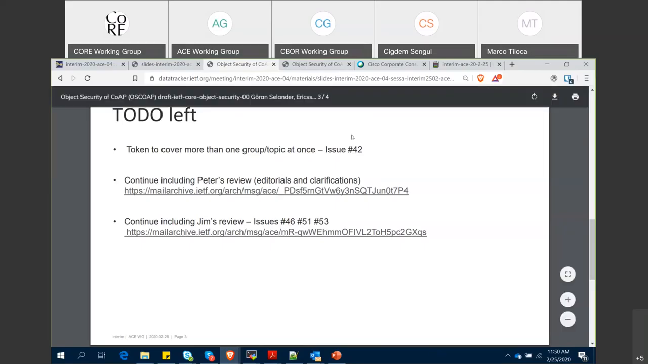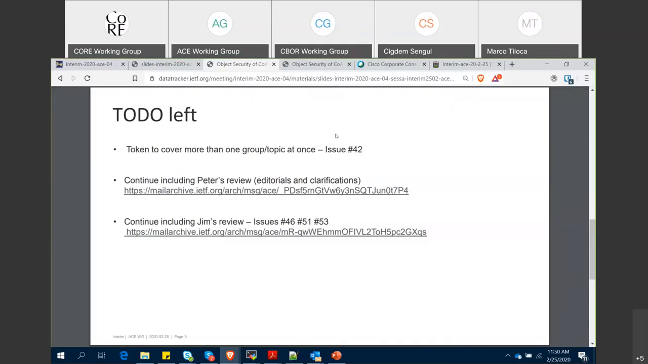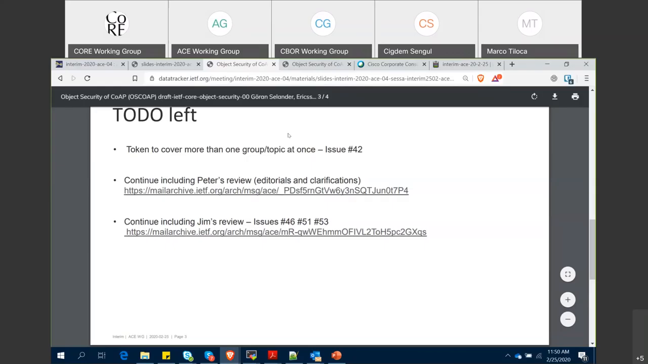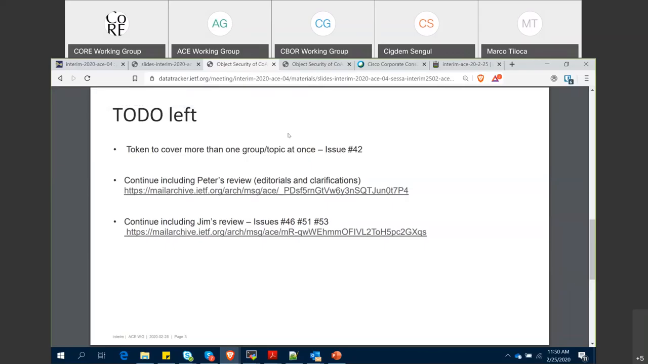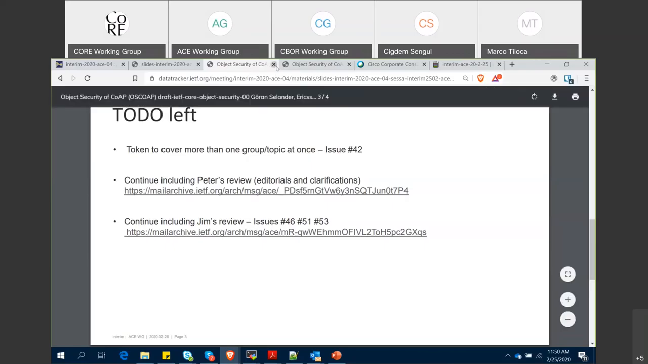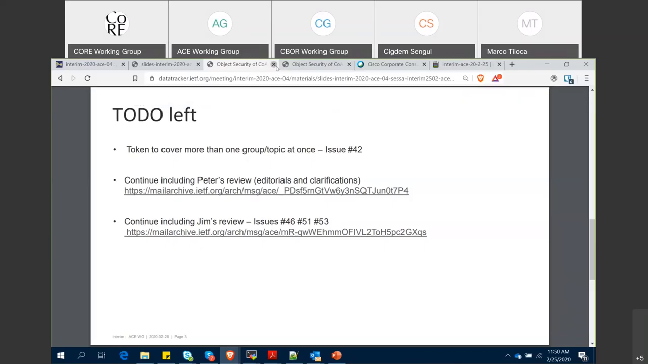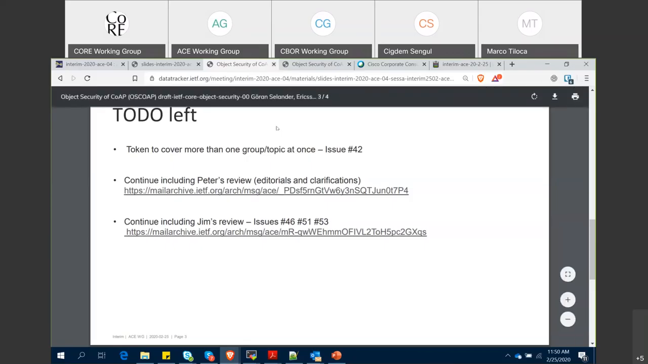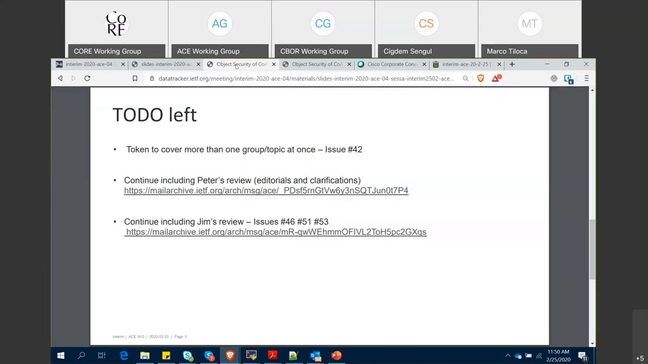Okay, so it's just for me to understand. I see the window of time before I have to review that getting shorter and shorter. Okay, so I need to review those documents. All right. So thank you. I will probably have a heavy review on those documents after the IETF.